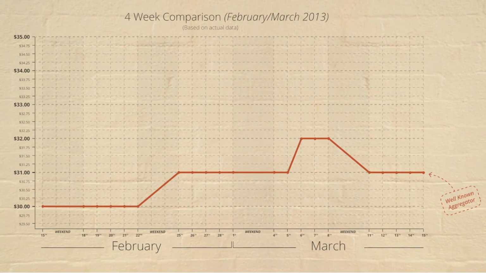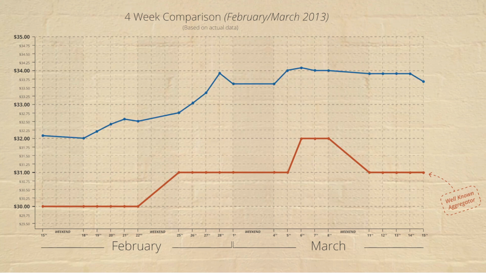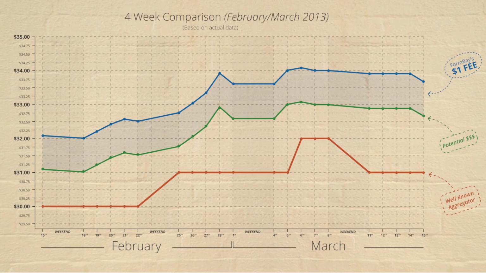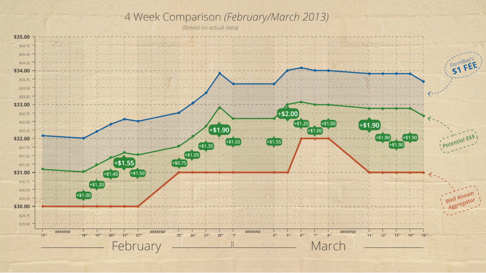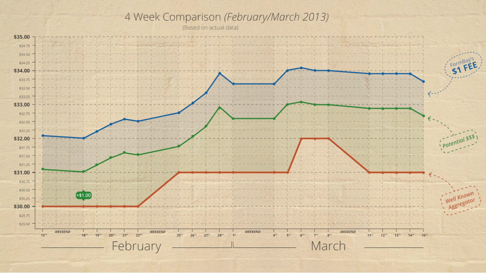What we will show you now is actual pricing data compiled from the 15th to the 28th of February 2013, comparing FormBay Trading directly against one of the largest and most well-known aggregators in the industry. The green icons show the difference in pricing after taking off our $1 fee. If we start on Monday the 18th, FormBay Trading's offering was $1 above, rising to a high of $1.55 by Thursday, then pulling back slightly to be a very respectable $1.50 above on Friday the 22nd.